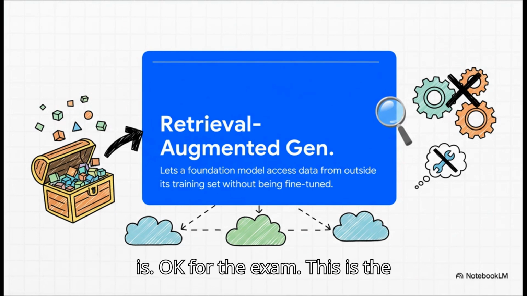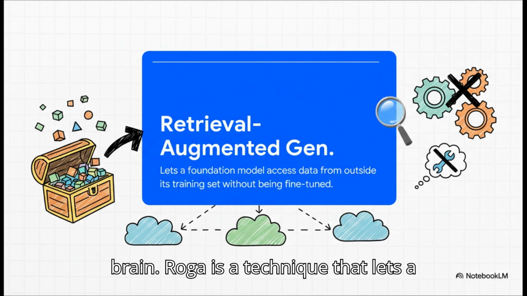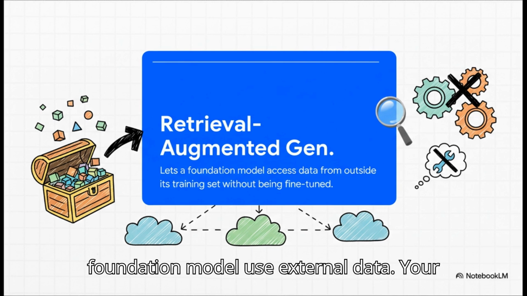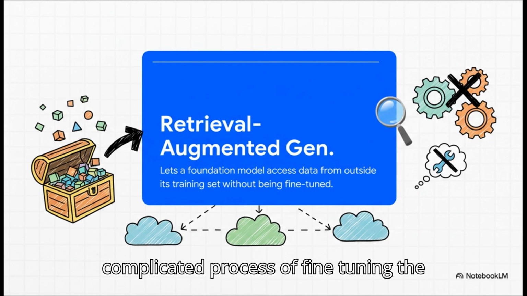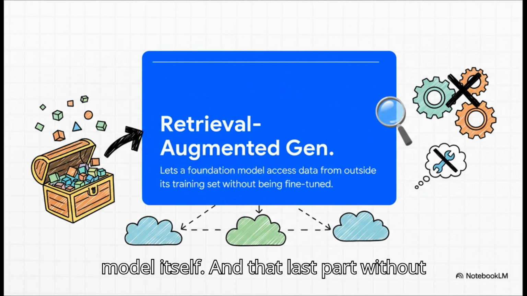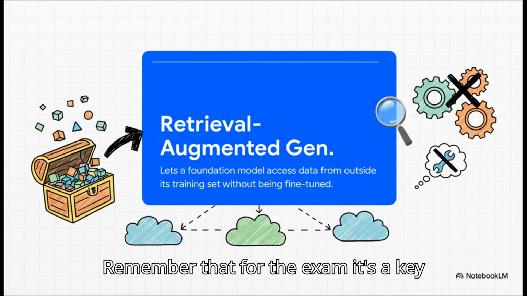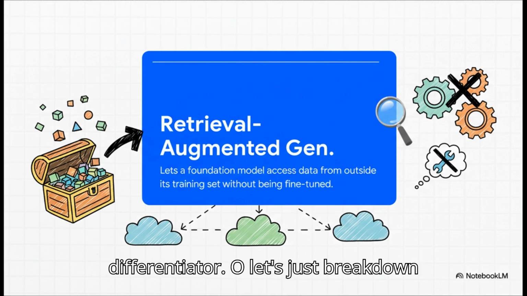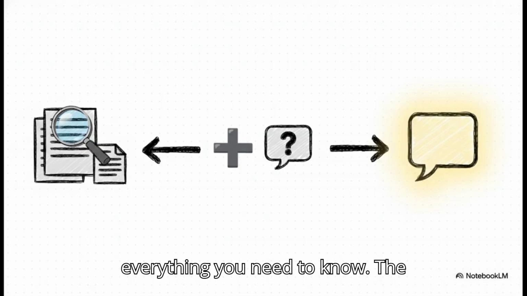Okay, for the exam, this is the definition you need to lock into your brain. RAG is a technique that lets a foundation model use external data, your data, without the super expensive and complicated process of fine-tuning the model itself. And that last part, without being fine-tuned, that's a huge deal. Remember that for the exam. It's a key differentiator.